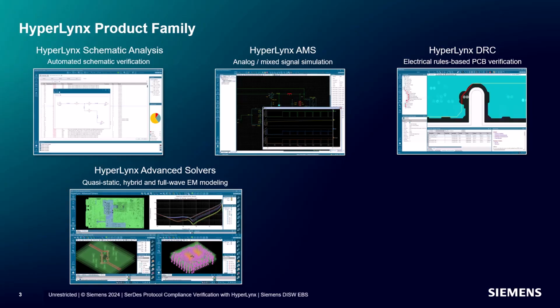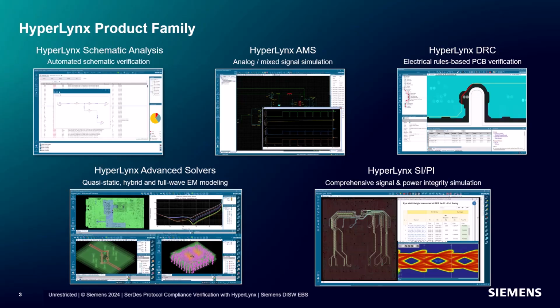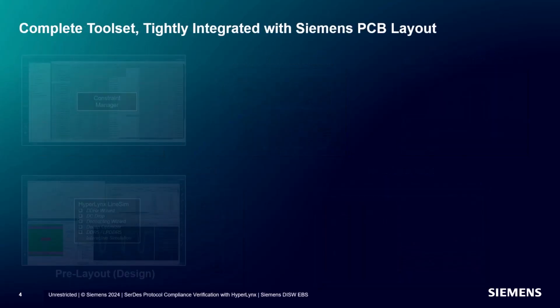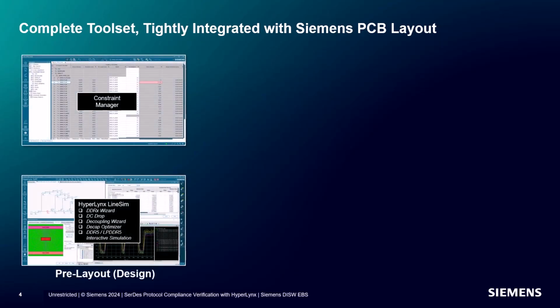Hyperlink's Advanced Solvers, which provides accurate 3D electromagnetic modeling of PCB structures, and are seamlessly integrated with Hyperlink's SI and PI to provide complete front-to-back analysis flows. Hyperlink's SI and PI, which share a common user interface. Hyperlink's SI performs signal integrity analysis of DDR interfaces, SerDes-based serial channels, and general-purpose high-speed design. Hyperlink's PI performs DC and AC analysis of PCB power delivery networks, or PDNs. Hyperlinks is tightly integrated with Siemens' family of PCB design capture and layout tools.